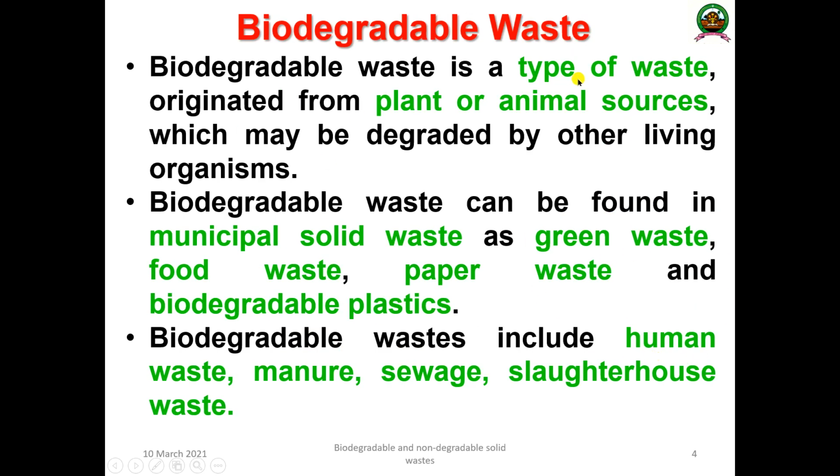Biodegradable waste is a type of waste that originates from plant or animal sources, which may be degraded by other living organisms such as bacteria, fungi, actinomycetes and algae. This biodegradable waste can be found in municipal solid waste as green waste, that is food waste, paper waste and biodegradable plastic waste. It includes human waste, manure, sewage, slaughterhouse waste, agricultural waste, etc.